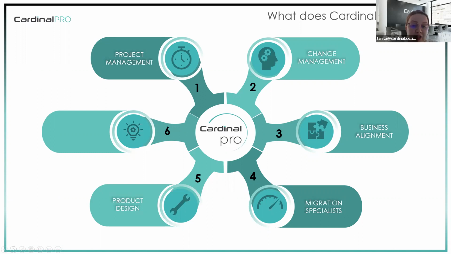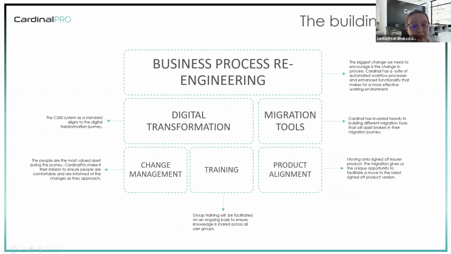And then the biggest change that comes about with this is business process reengineering. So one of the building blocks of this migration is business process reengineering. And the biggest change we need to encourage in this migration is making sure that all users understand the automated workflow processes and the enhanced functionality that comes with Cardinal 360 that makes for a more effective working environment.